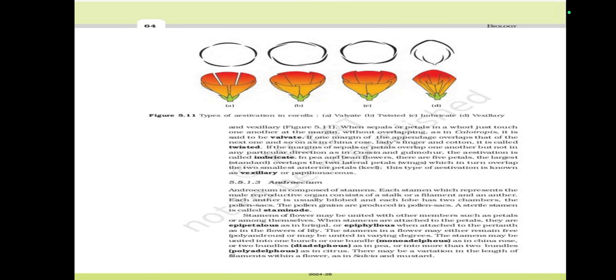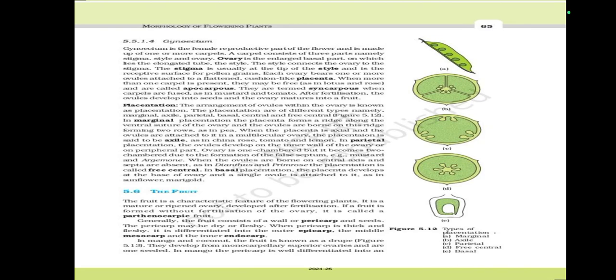The stamens in a flower may either remain free (polyandrous) or may be united in varying degrees. Stamens may be united into one bundle, monoadelphous, as in China rose, or two bundles, diadelphous, as in pea, or into more than two bundles, polyadelphous, as in citrus. There may be a variation in the length of filaments within a flower, as in salvia and mustard. Gynoecium.